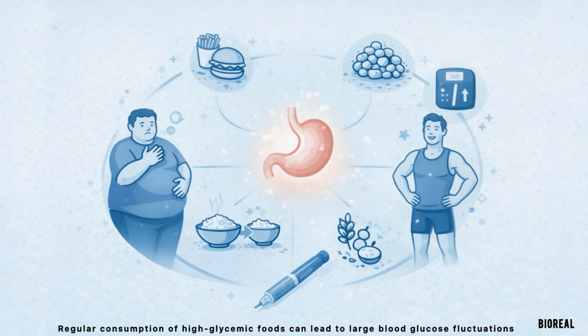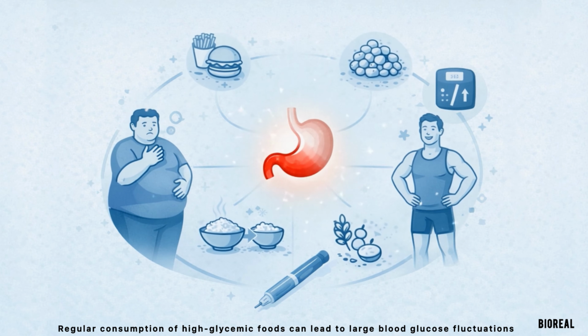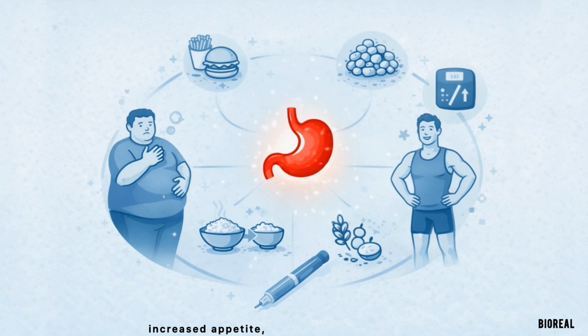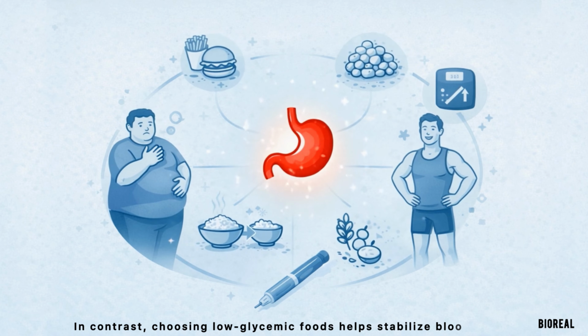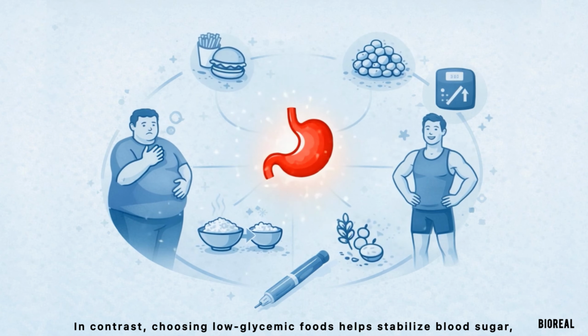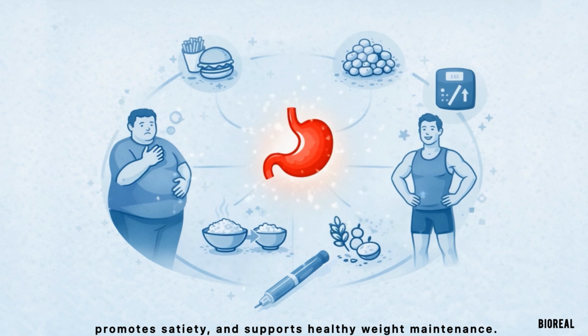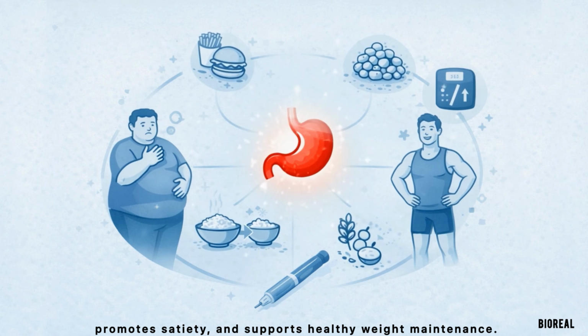Regular consumption of high glycemic foods can lead to large blood glucose fluctuations, increased appetite, and over time weight gain. In contrast, choosing low glycemic foods helps stabilize blood sugar, promotes satiety, and supports healthy weight maintenance.